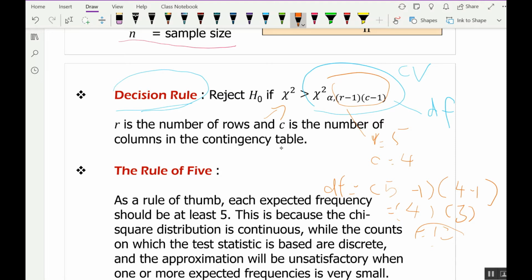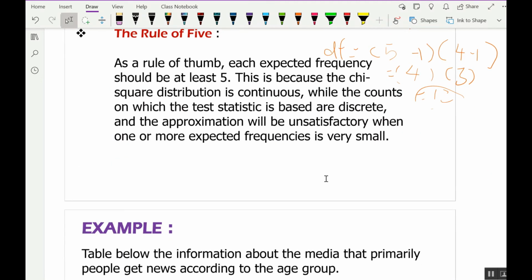So r is the number of rows and c is the number of columns in the contingency table, so it depends on the table given in your question. As a rule of thumb, each expected frequency should be at least 5. This is because the chi-square distribution is continuous, while the counts on which the test statistic is based are discrete. So the approximation will be unsatisfactory when one or more expected frequencies is very small. It's better to be a minimum of 5, and more is much better.